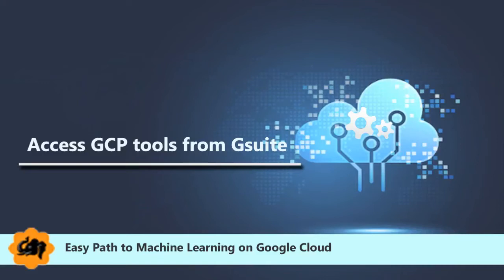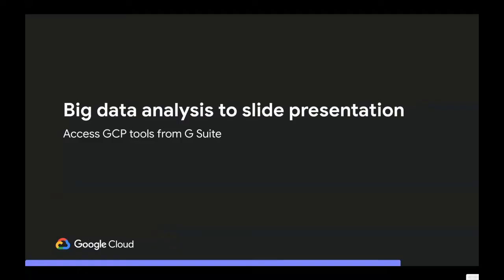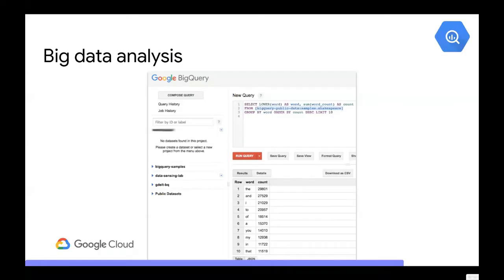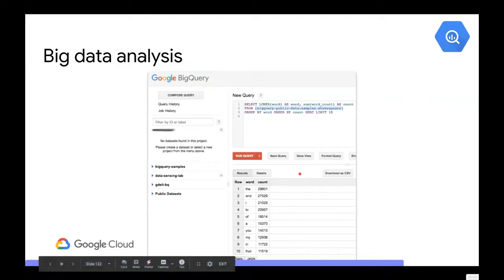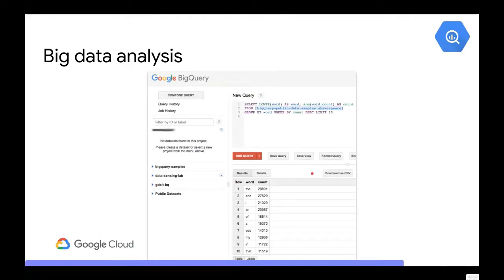The next example I wrote goes from big data analysis to slide deck by accessing GCP tools from G Suite. And so big data, I told you about BigQuery. It's a great tool, but at the end, when you're done with your query, you're downloading as CSV. Again, that is not really visual. You can stick it into a database, or you can have CSV, but not visual, right?